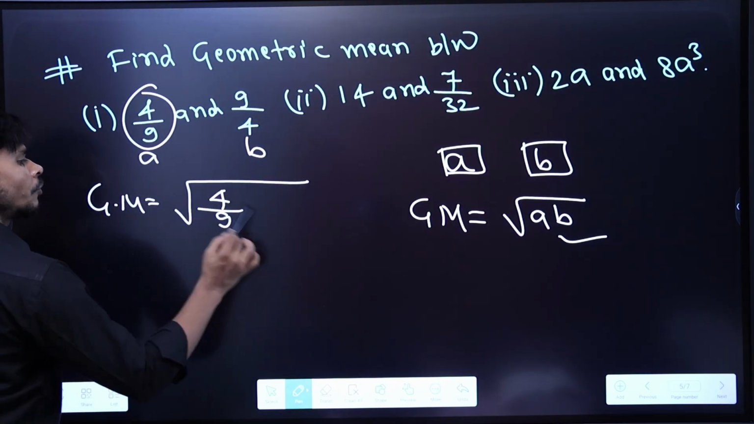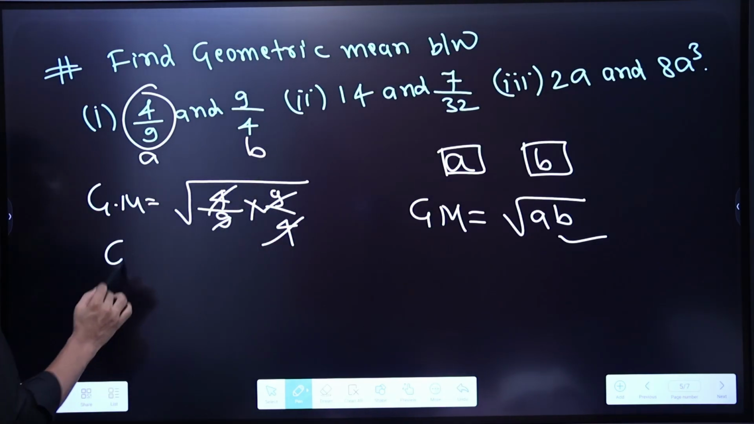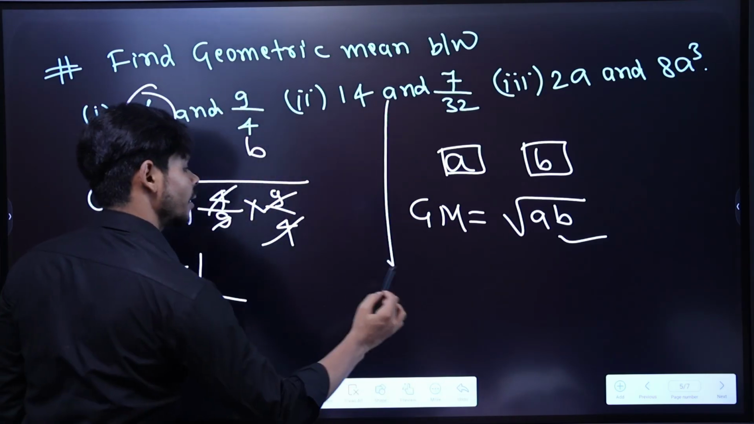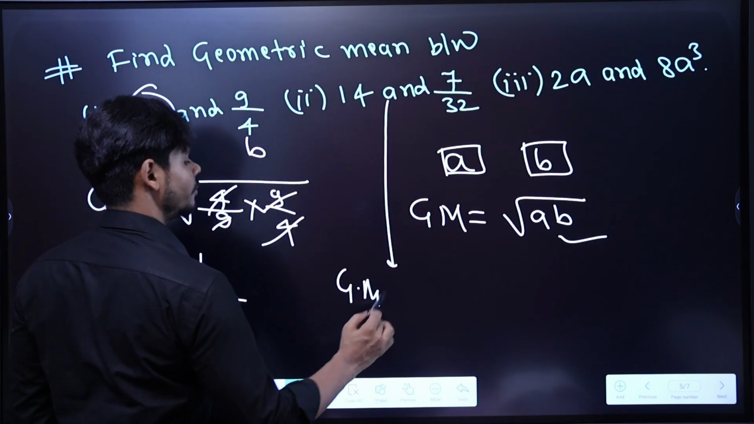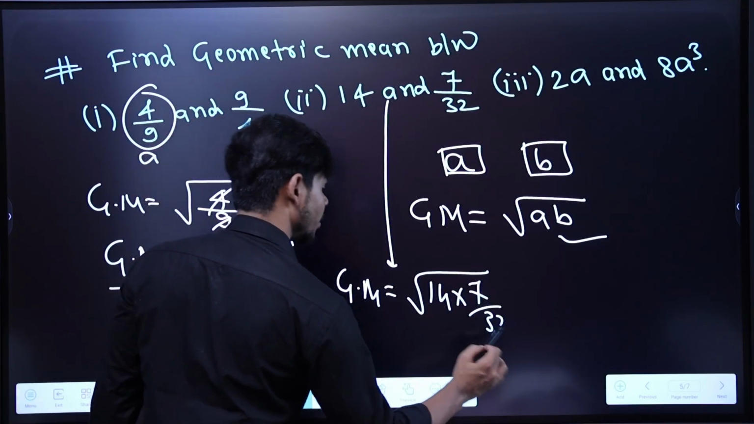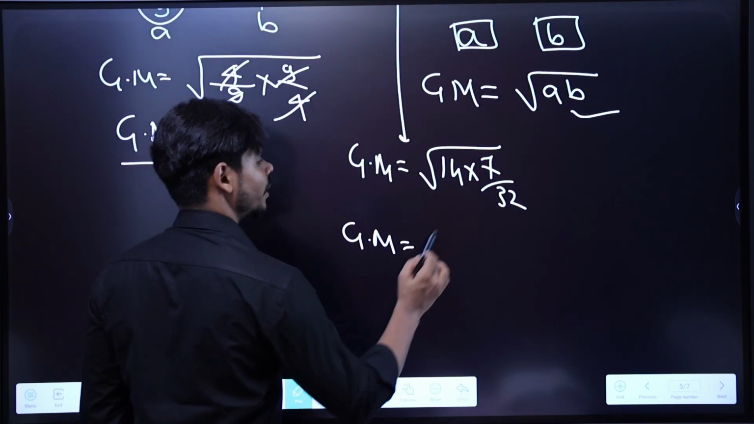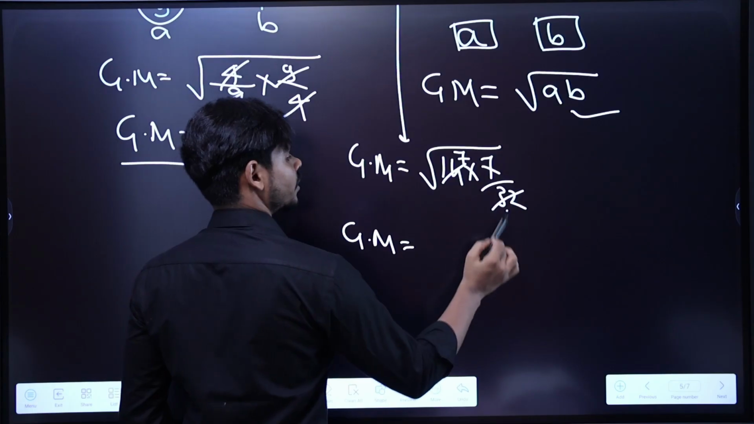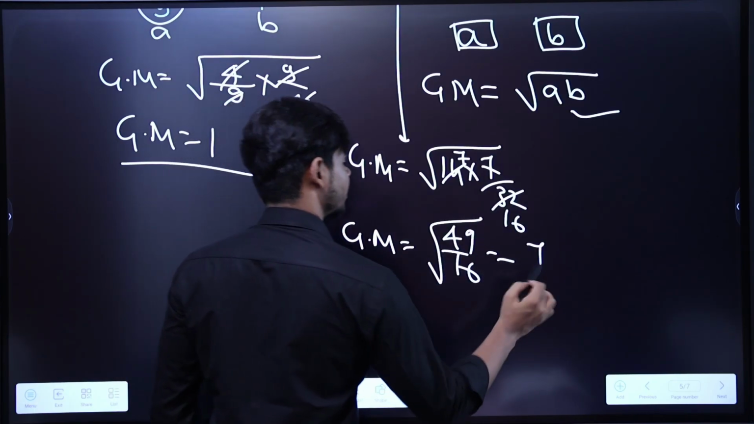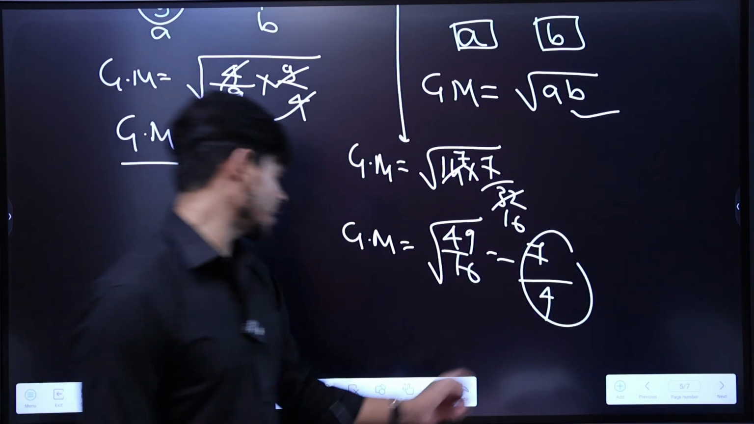So A is 4 upon 9 and B is 9 upon 4. You can cancel, under root 1. So under root 1 is what? 1. Got it? Next, in the same way, its geometric mean will become under root A is 14 and B is 7 upon 32. Let's solve this. So the geometric mean will be under root of 7 times 7, that is 49 divided by 16, and there is a square root, so it will become 7 by 4, right? Square root of 49 is 7 and square root of 16 is 4.